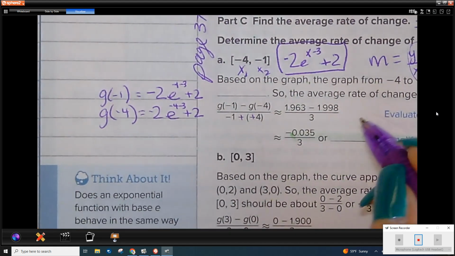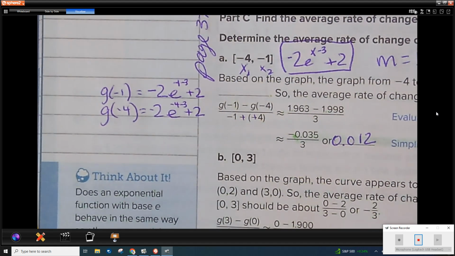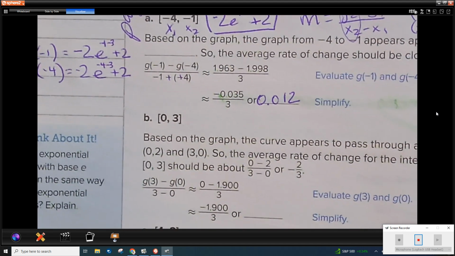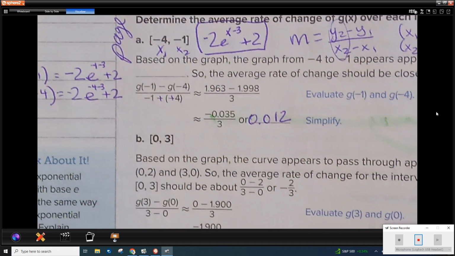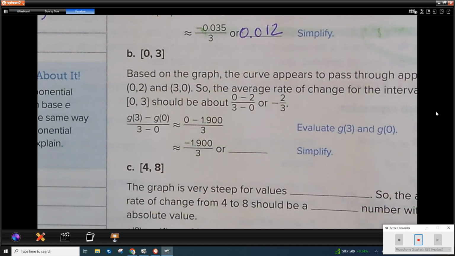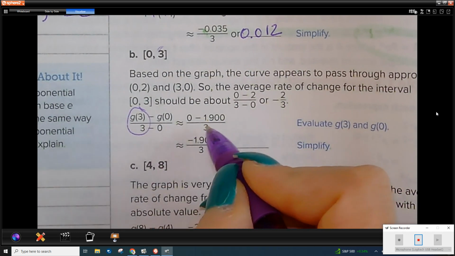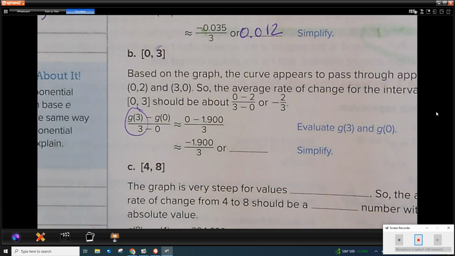And you get 0.012. Okay, so that's the first one. The next one, we're going from 0 to 3. It's easy to make this one the first one. So we're going to plug in 3 first, because 3 minus 0 is 3. You could do the other way also.